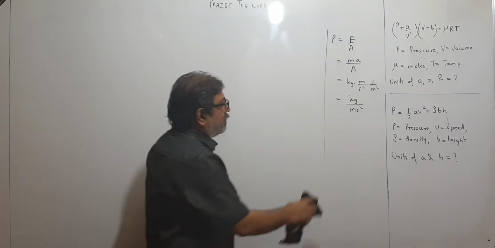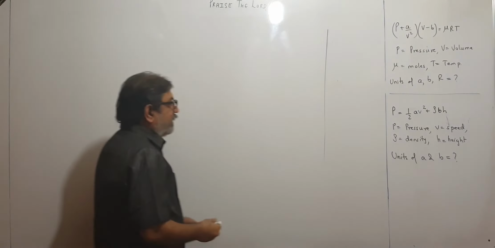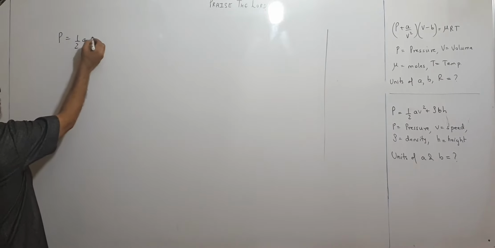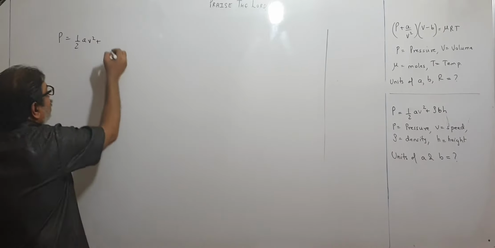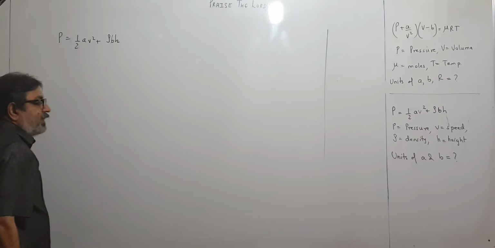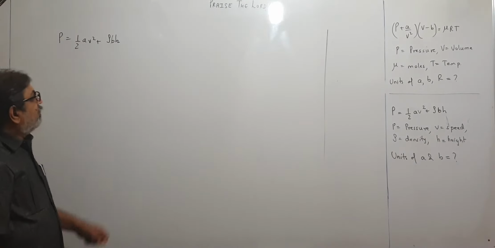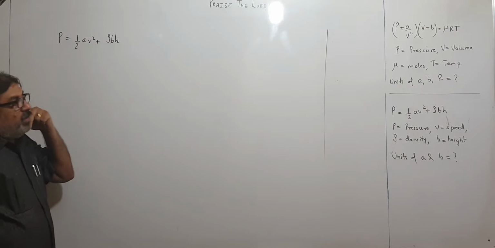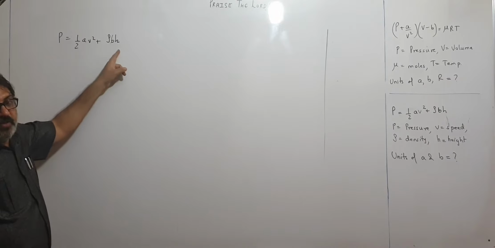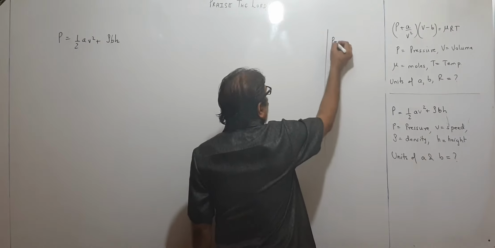Now see, the next one is there. P is equal to half A V square plus rho B H. It is told to me that P is pressure, V is speed, rho is density, H is height. We want to know what are the units of A and B. This is pressure, so these two should be pressure only. Pressure plus pressure will give me pressure. So first let me get the units of pressure.